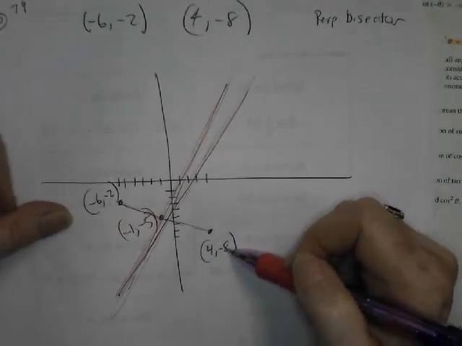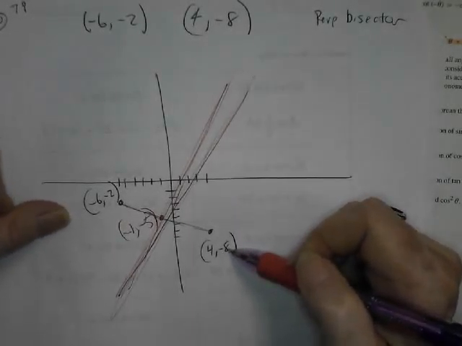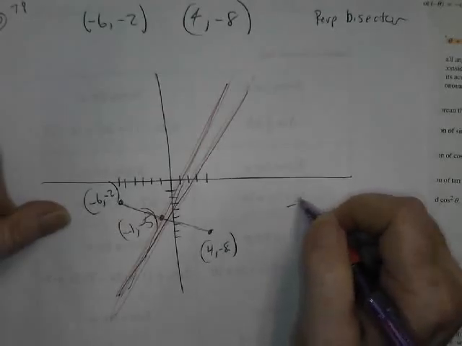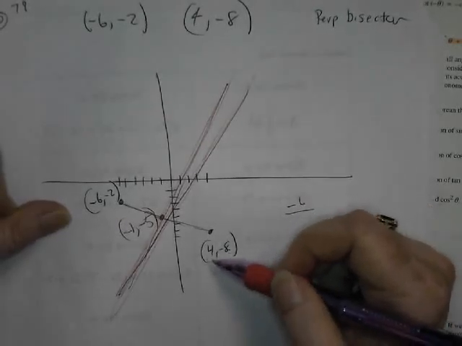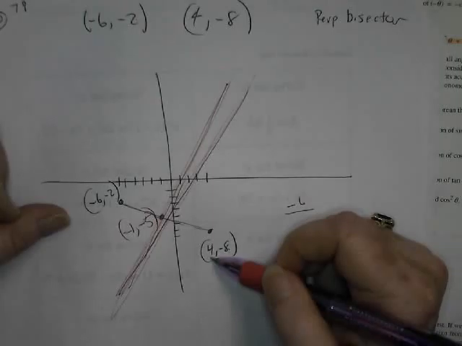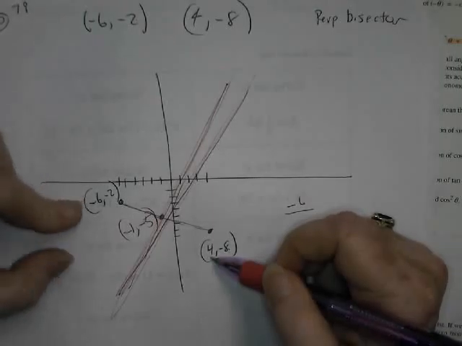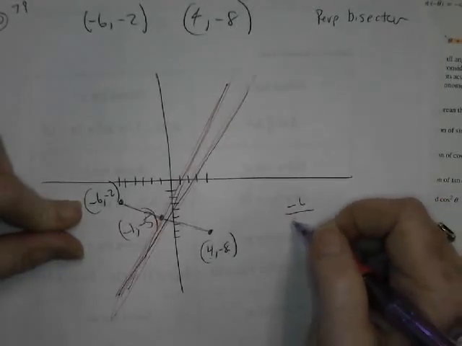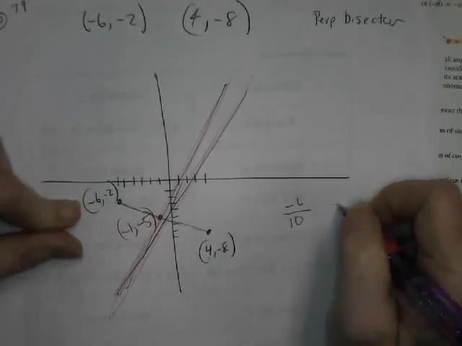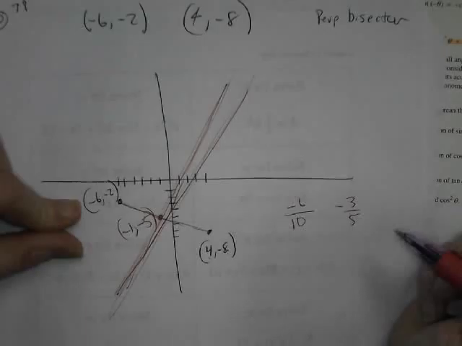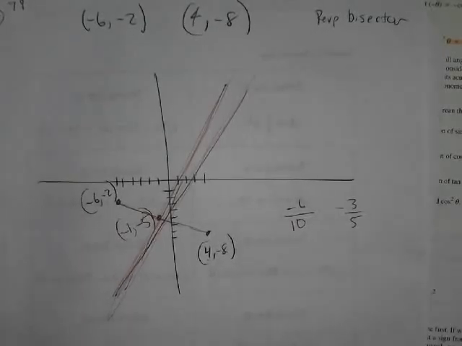So this looks like it's going to be -6 over 10. Rise over run. I'm getting -3/5. Am I being bad, or does that seem feasible? Okay, so we're going to say that our new slope for our red line is going to be 5/3.